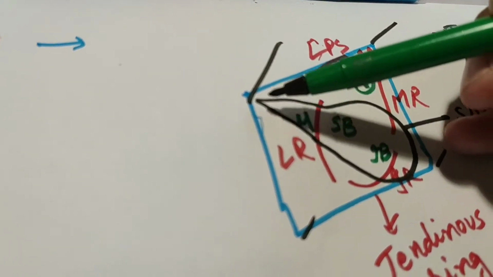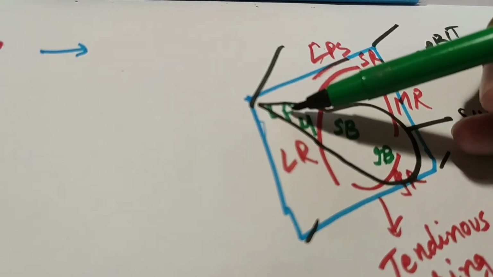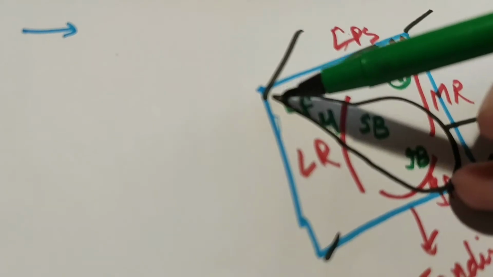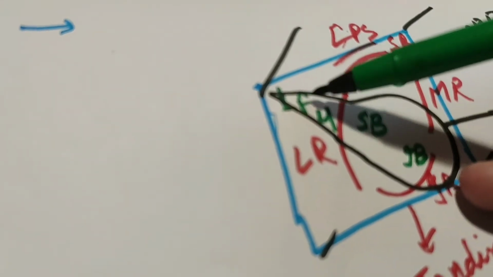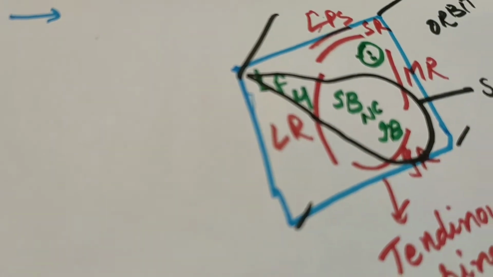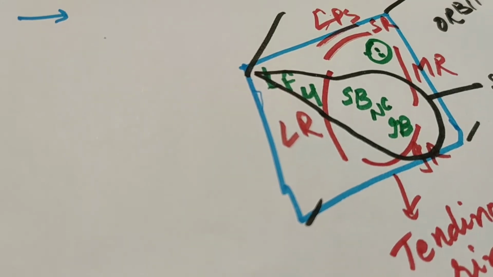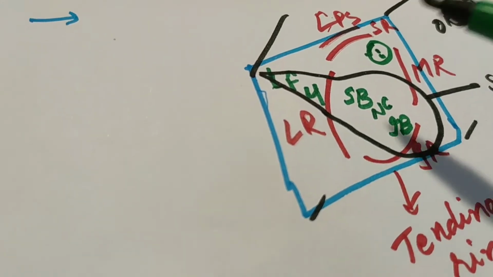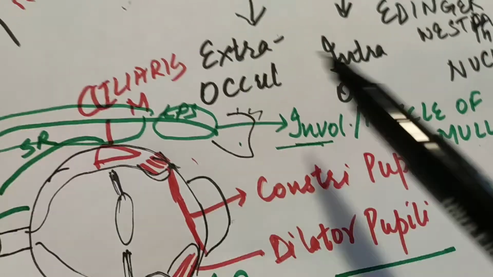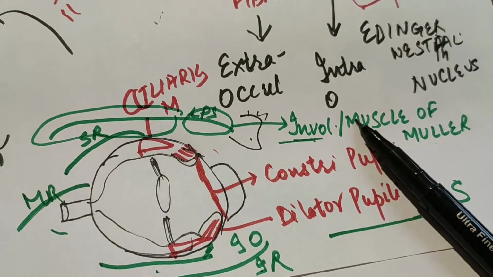Okay, then these are the branches of the ophthalmic nerve. This is lacrimal, this is frontal, and this is nasociliary. These three are the branches of the ophthalmic nerve of the fifth cranial nerve, that is the trigeminal nerve. So that's the ophthalmic branch, three divisions. So these also pass, this I have told you now. The involuntary part of the levator palpebrae is supplied by the sympathetic fibers.